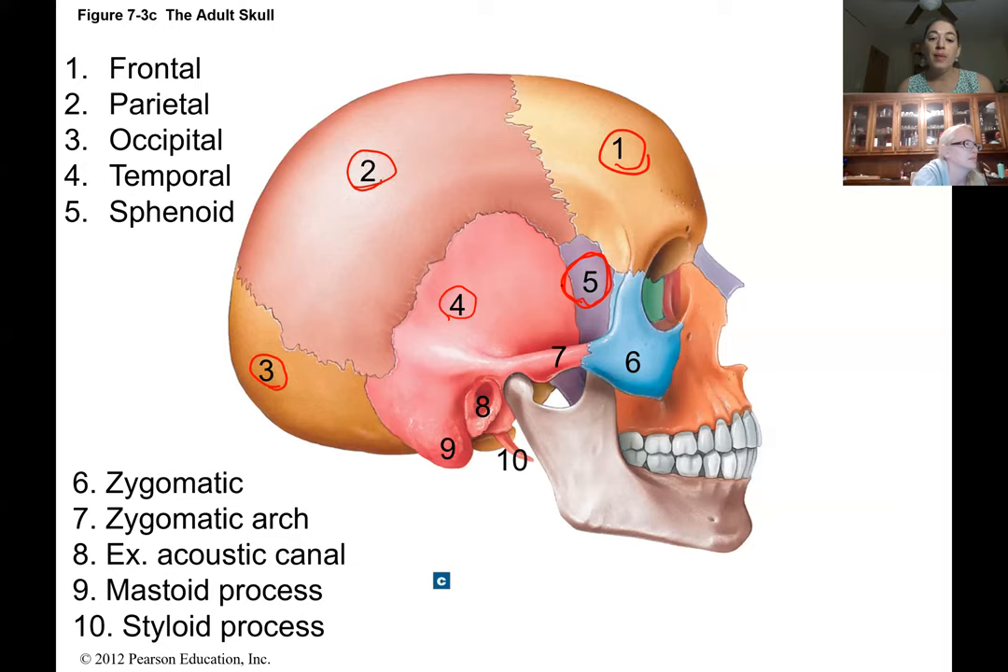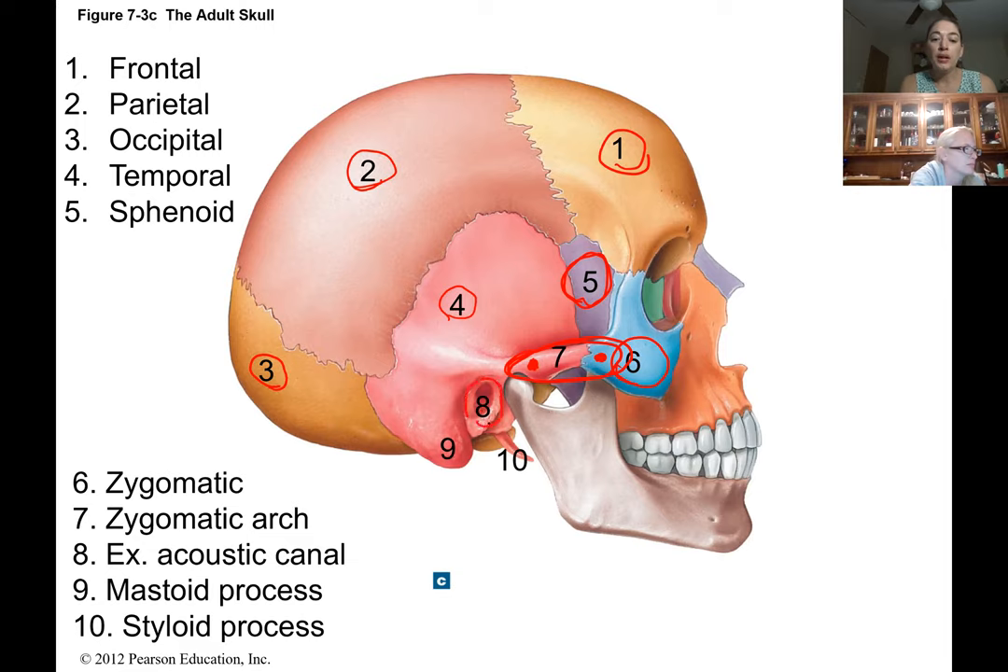Okay, zygomatic, right here, or people will call your cheekbone. So you have two zygomatic bones. This is a facial bone, okay? Then you have a zygomatic arch. Zygomatic arch is this whole region I just circled where number 7 is. And that zygomatic arch is made up of two separate bones. It is made up of the zygomatic process of the temporal bone right here, and then the temporal process of the zygomatic bone here. And they form the zygomatic arch.